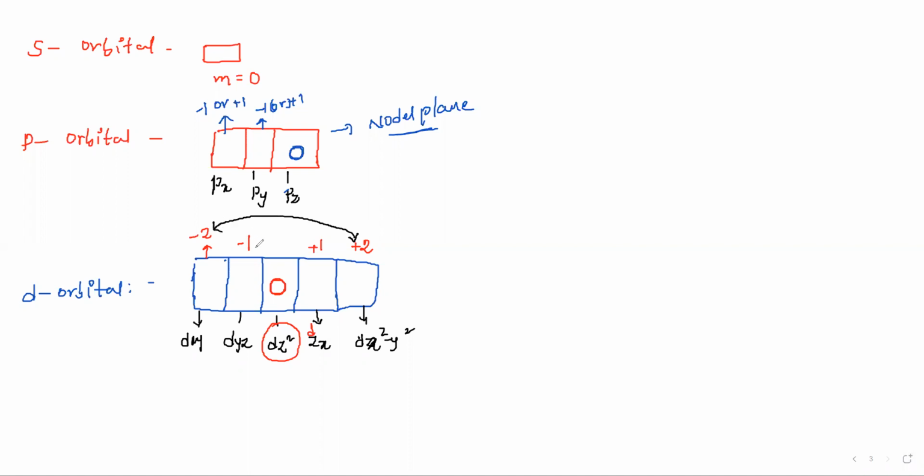And dxy, yz and zx we can write +1 or -1. You will get the clarity. I will give an example. Listen. For example, find the quantum numbers. 3 quantum numbers.